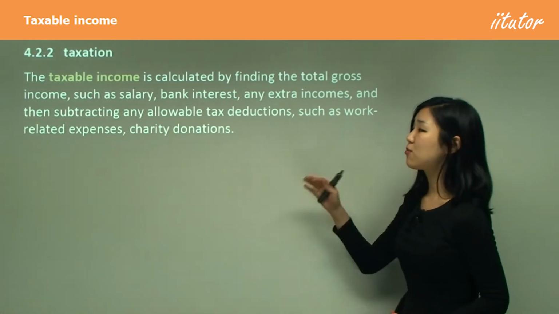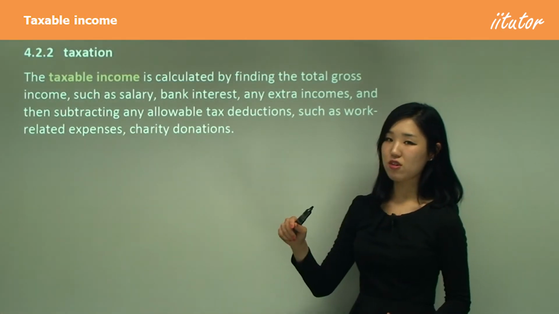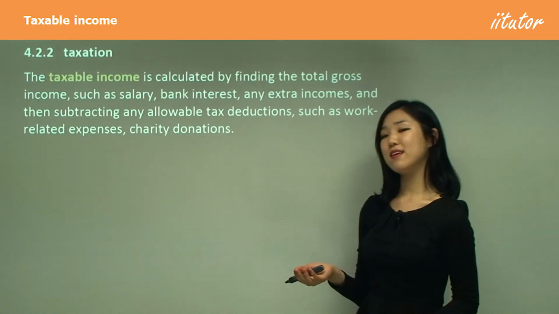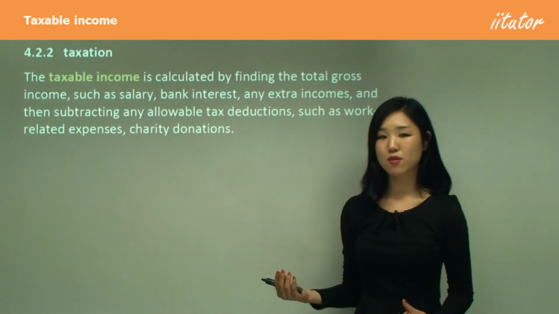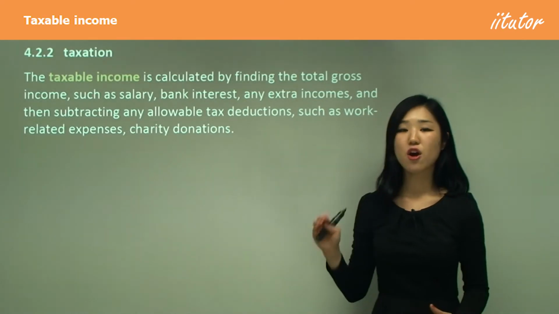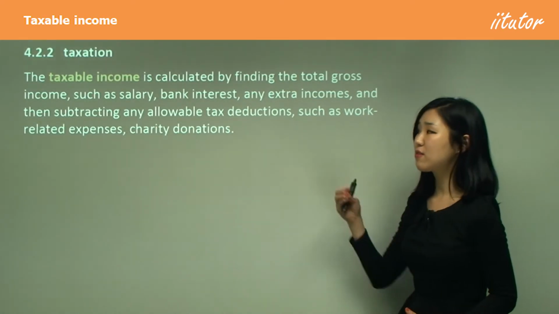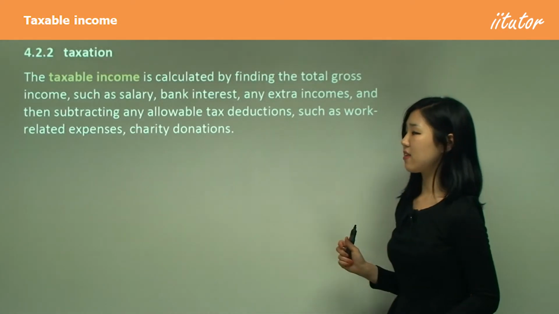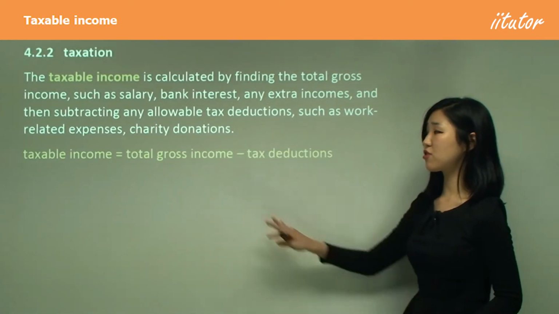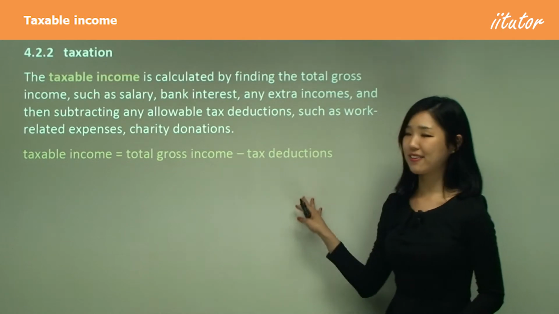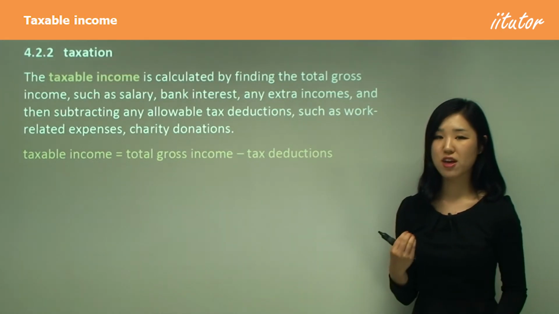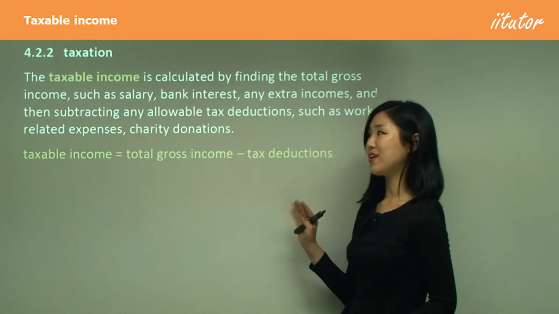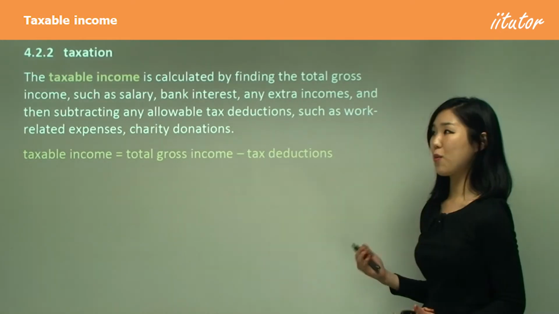Now, after subtracting any of these tax deductions, so there's lots of different types, but we've got some work-related expenses, charity donations. These things are all included as tax deductions. So after making those deductions, that's what we call the taxable income. Okay, so it's pretty similar to net pay. Have a look at this. Taxable income is the total gross income minus the tax deductions. So the main deduction that you're going to be considering is tax. That's why this topic is called taxation. So let's get started with the questions.